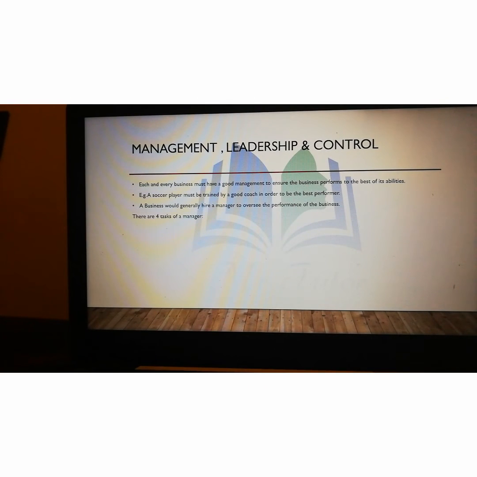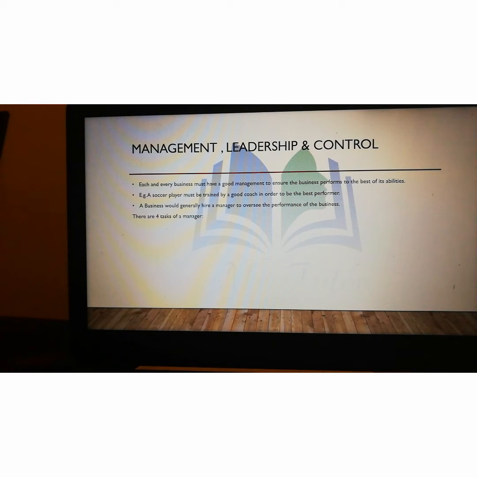Now this generally covers all businesses, because each and every business must have a good management to ensure that the business performs to the best of its abilities. For an example, as a footballer, you must always train in order to be the best performer. So your coach must also be someone that's at the top of the ladder in terms of coaching, in terms of training, in order for you to yield the utmost physical performance on the pitch. So a soccer player must be trained by a good coach in order to be the best performer.